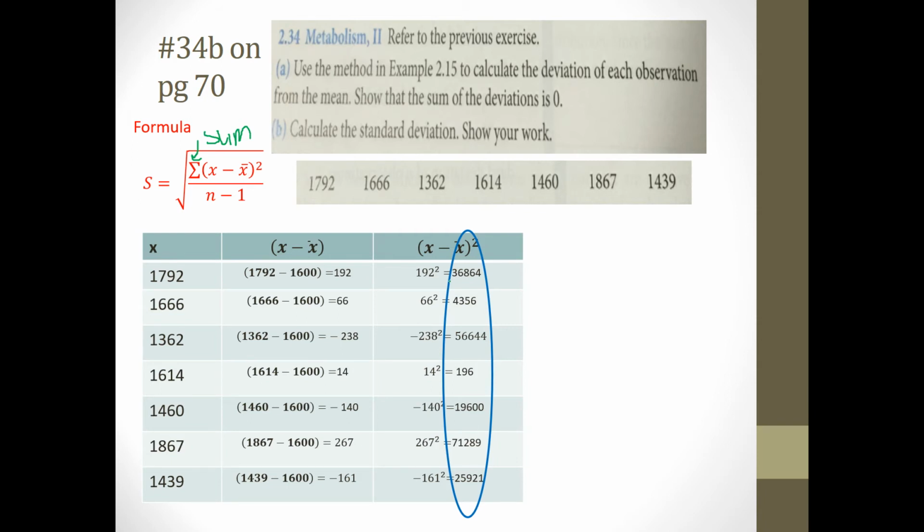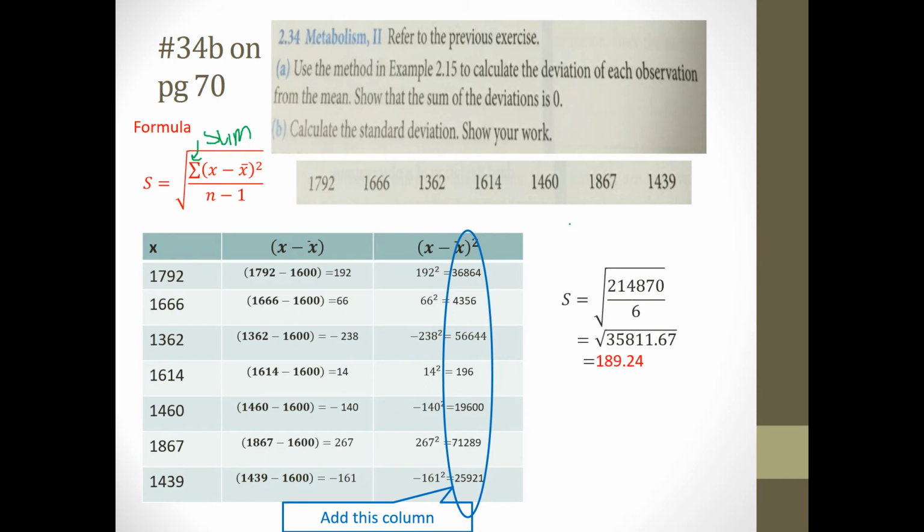So I need to take all these numbers and add them. I need to add that column. When I do that, I get 214,870. Now where did this 6 come from? How did I get 6?